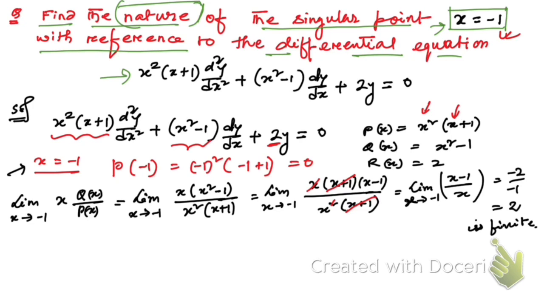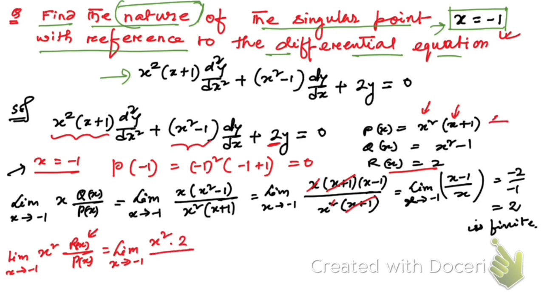So still we cannot say it is regular or not, because we have to evaluate one more limit, that is limit x tends to minus 1 of x square r of x by p of x, right? So here limit x tends to minus 1 x square, and r of x is this 2, so into 2 divided by p of x is this one, x square into x plus 1. That's what we have got, right?